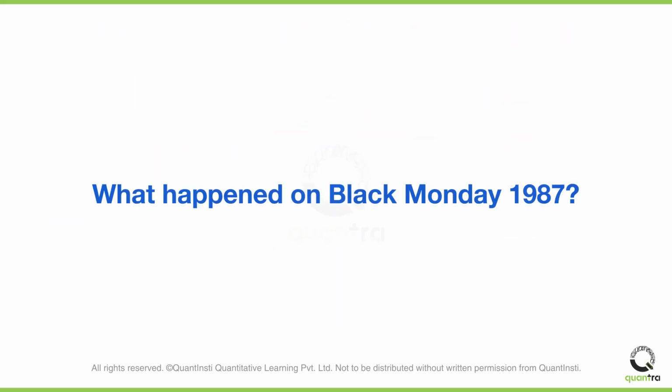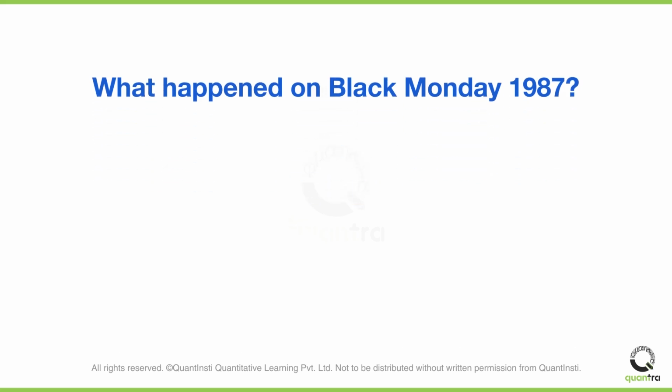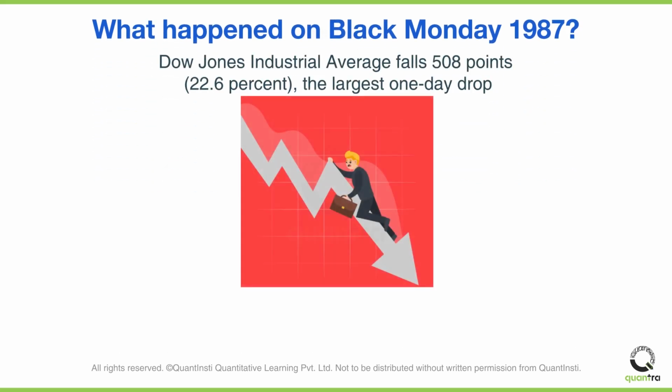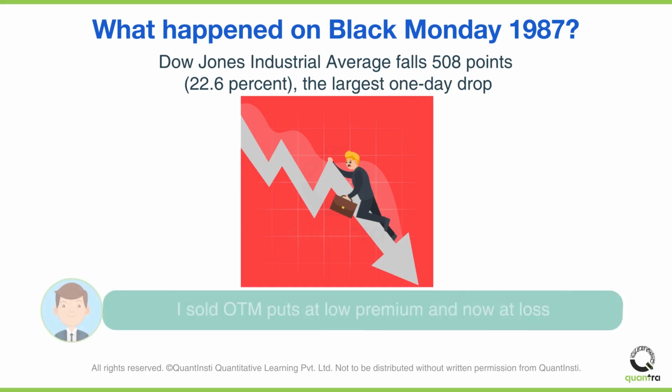What happened on Black Monday of 1987? Markets around the world faced a steep decline. The Dow Jones Industrial Average fell 22.6% in a day. Thus, the option sellers who had sold far OTM puts were forced to honor their agreements and faced huge losses.